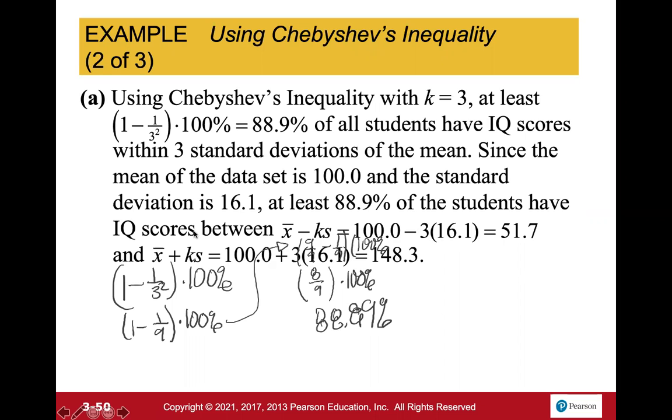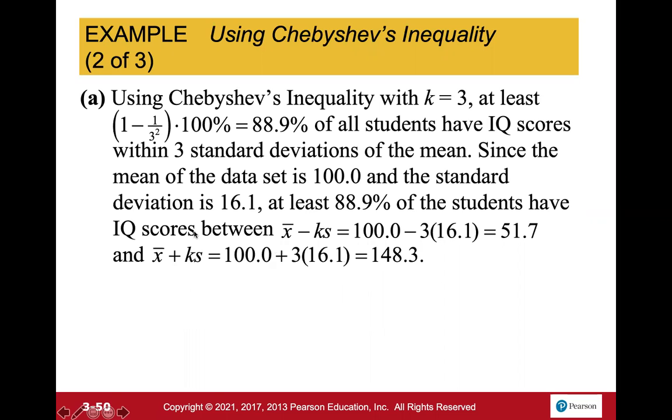And here, let's clear this out so we could read it. So 3 times 16.1, and we're subtracting that from 100. That number ended up being 51.7. And when we add it, so 3 standard deviations above the mean, this was below the mean. Now we're going to look at above the mean, and that's 148.3. So within our 88%, 88% of the students in University A scored between 51.7 and 148.3.